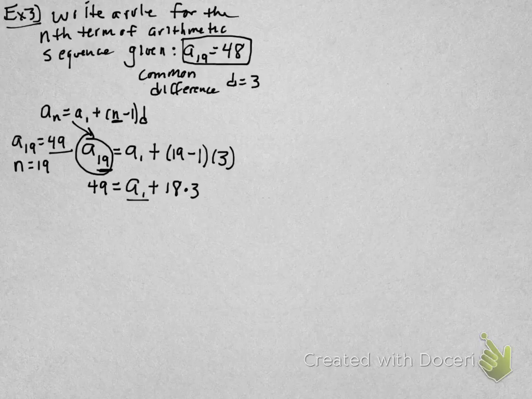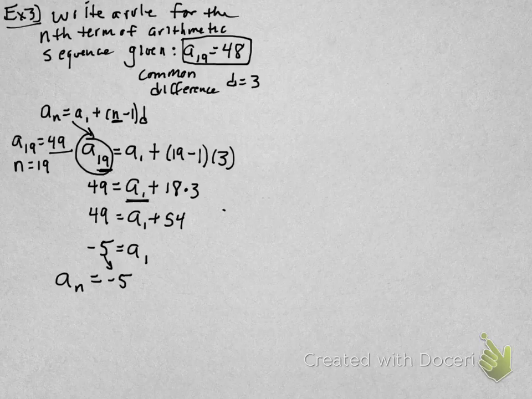I think you see where I'm going now. I can solve this equation for my first term, a sub 1. So I get 48 equals a sub 1 plus 3 times 18, which is 54. So we can subtract 54 from both sides, and we get negative 6 is a sub 1. So the rule would be a sub n is the first term, which we now know is negative 6, plus n minus 1 times 3.